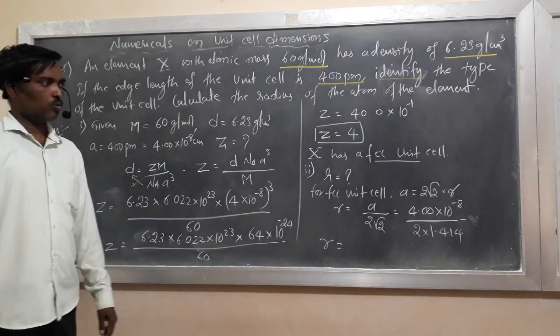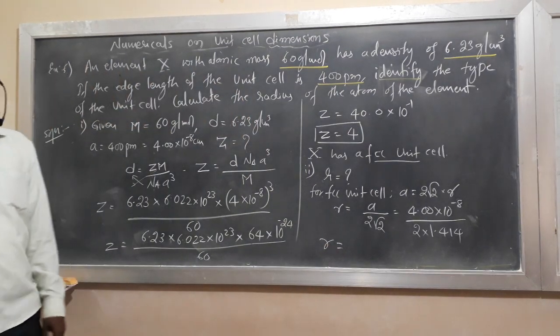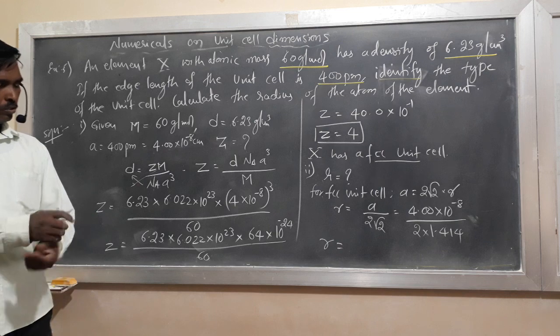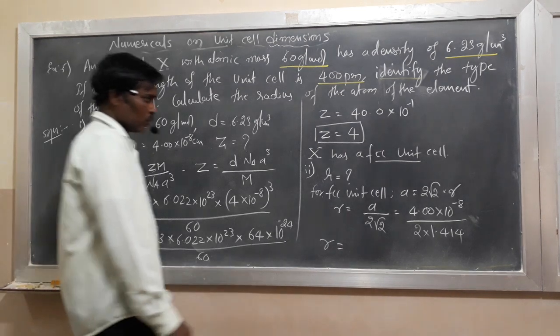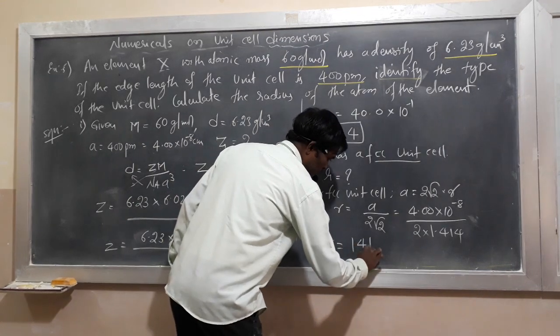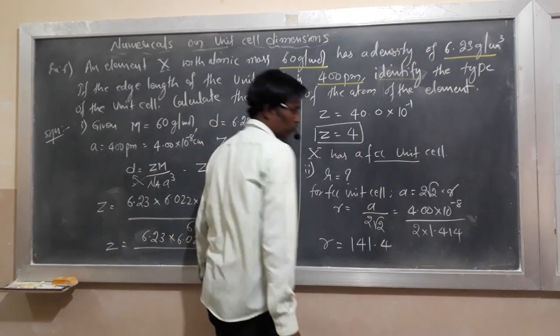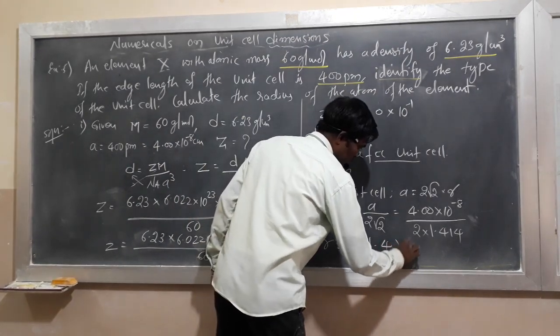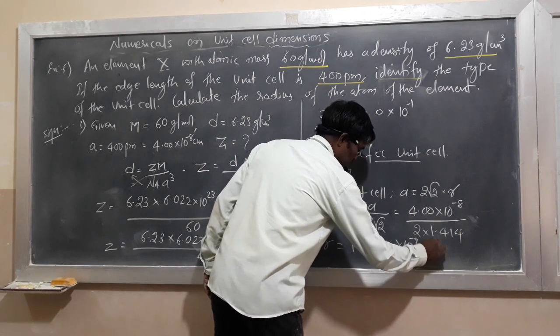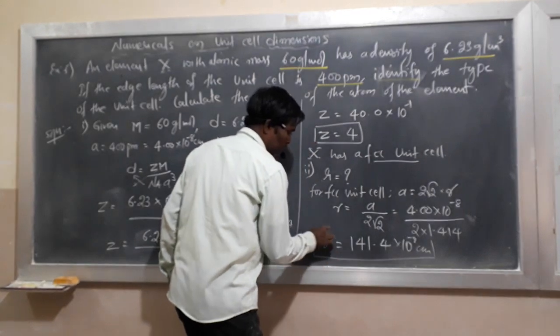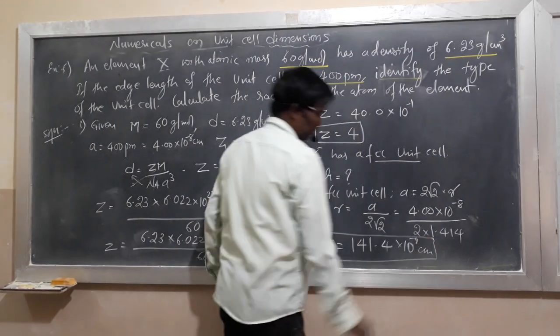Then r is equal to, simplify that, 4 divided by that, and finally you will get the answer: 141.4 into 10 raised to minus 8 centimeter. This is the radius of the sphere.